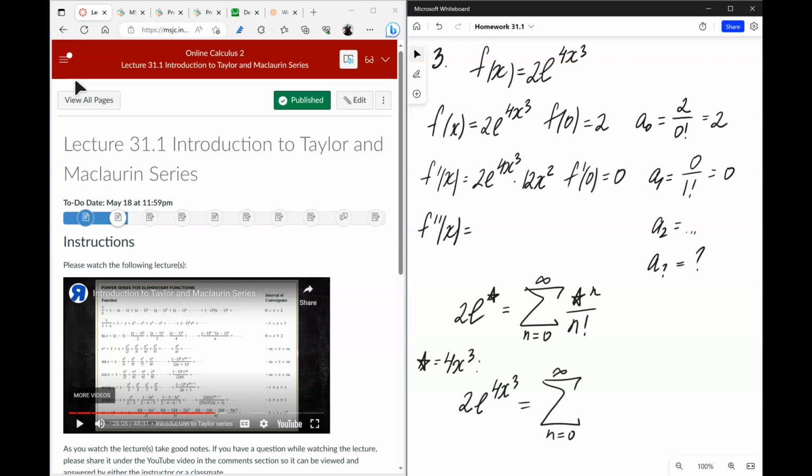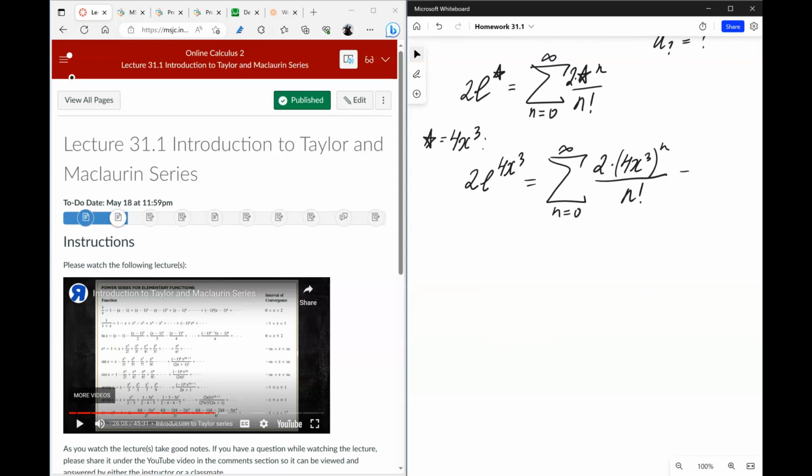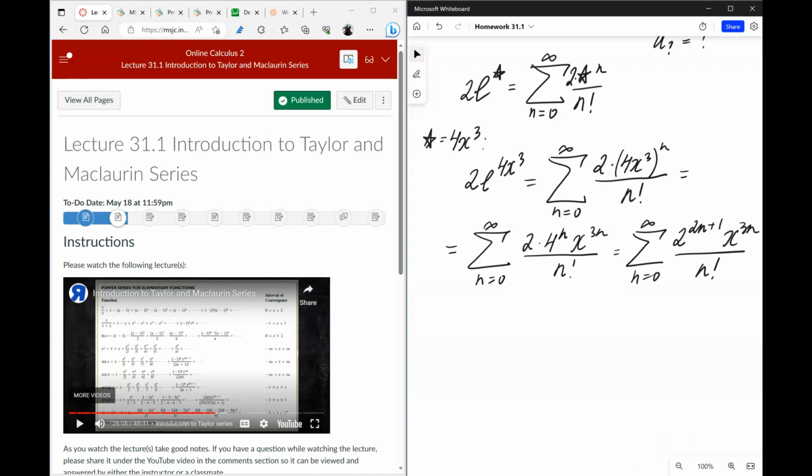And this 2 can also be written inside. So we have 2 times 4x cubed to the power n divided by n factorial. And I'm going to simplify this just a bit. We have 2 times 4 to the power n, x to the power 3n over n factorial. But using the properties of exponents, we can express that 4 as 2 squared, so we have 2 to the power 2n plus 1, x to the power 3n, all that divided by n factorial.